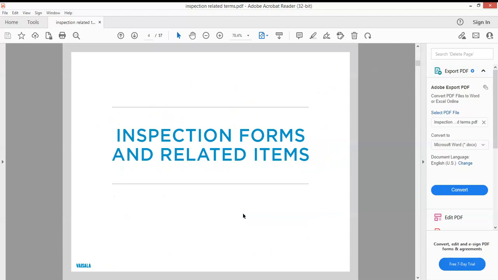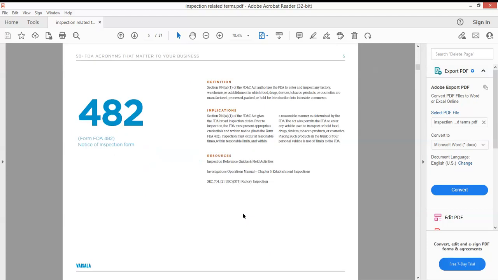Hello everyone. Today I am going to discuss inspection forms and related terms. So first I start with the Form 482. Here we see the definition of the Form 482. The Form 482 is normally known as the Notice of Inspection.